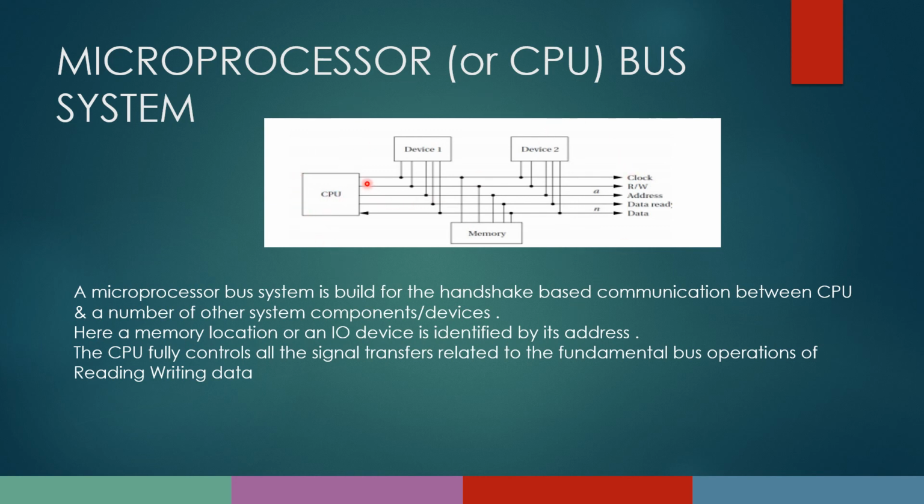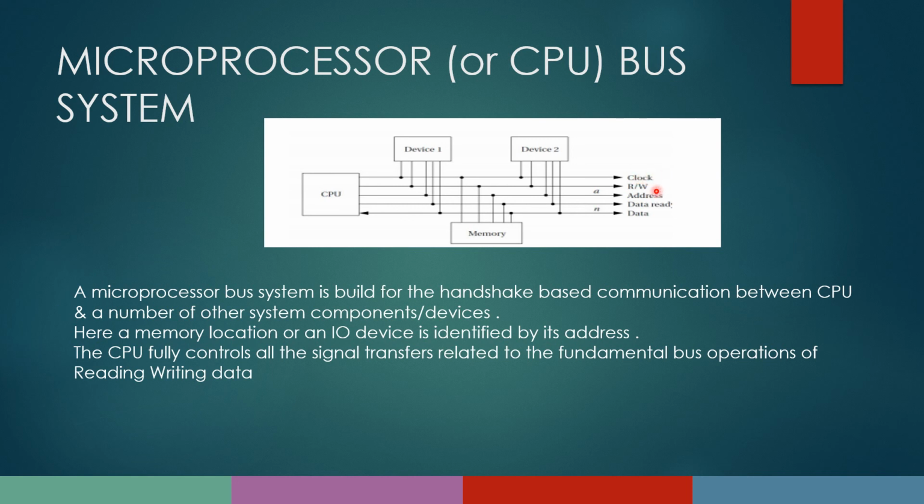For that we require a clock signal. So the clock signal, all these are basically the signals on the bus, or we can call all these components of the bus. So what will be the clock signal? It is used for providing the synchronization to the bus components.